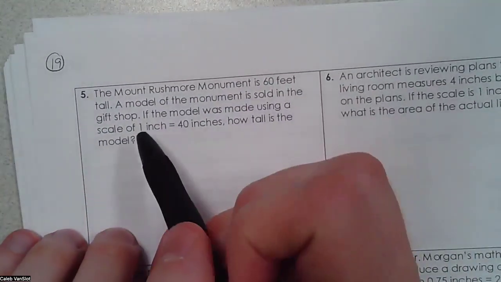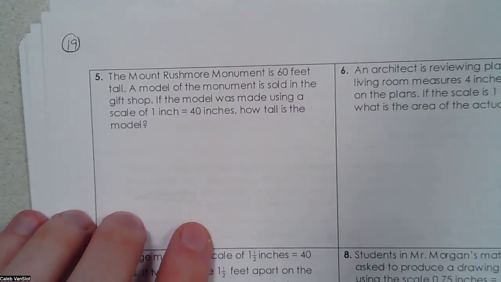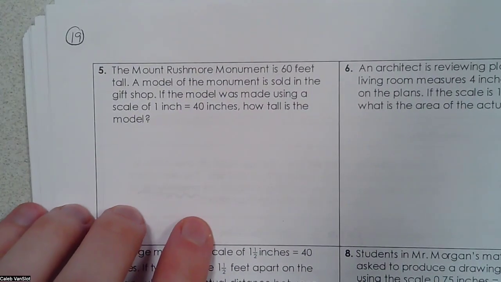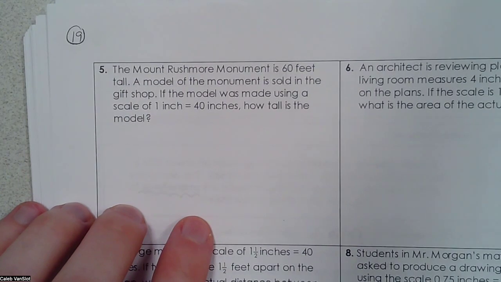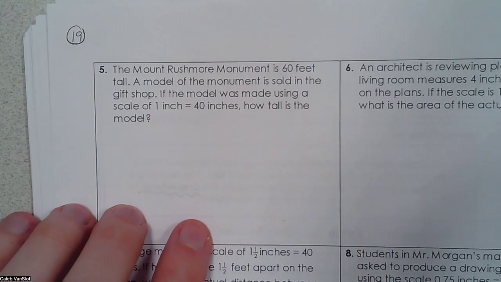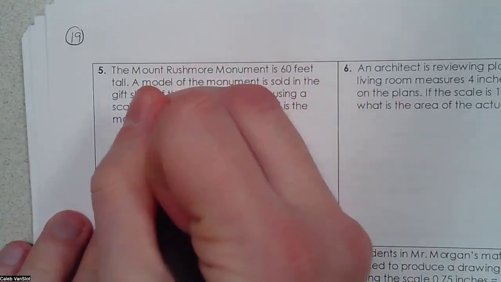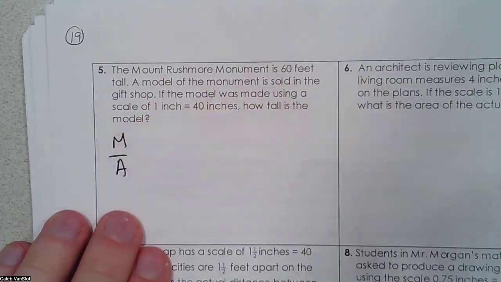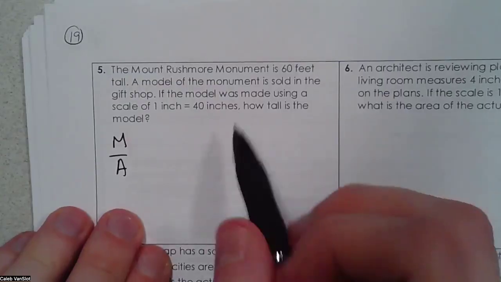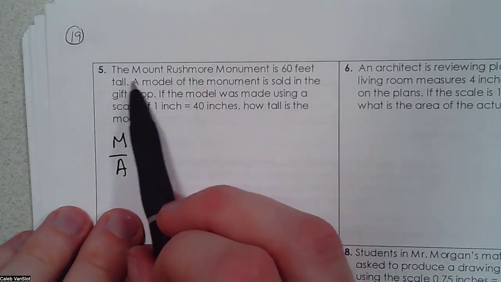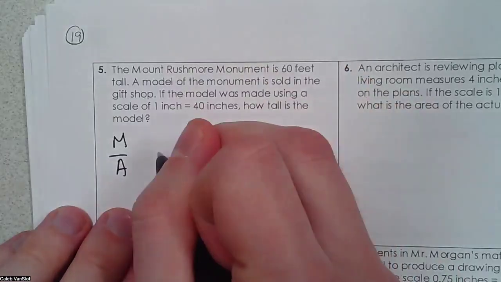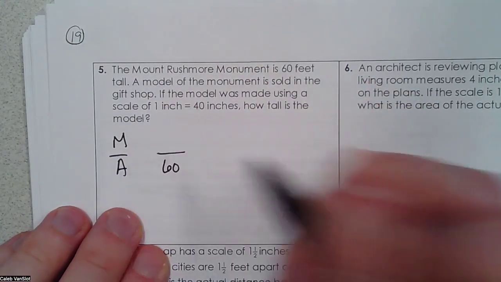All right. We have the Mount Rushmore Monument is 60 feet tall. The model of the monument is sold at the gift shop. If the model was made using a scale of 1 inch equals 40 inches, how tall is the model? Okay. So again, model over actual. It tells us that the monument, the actual monument, is 60 feet, right?